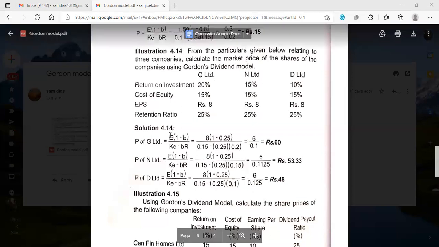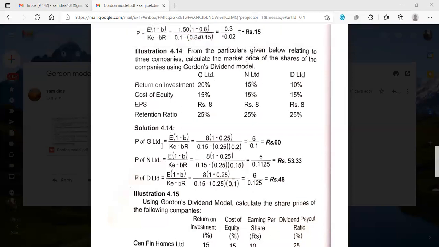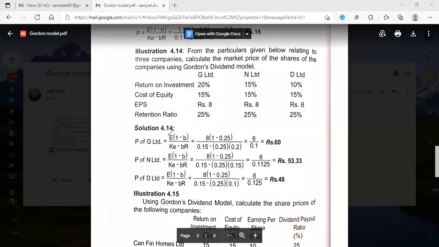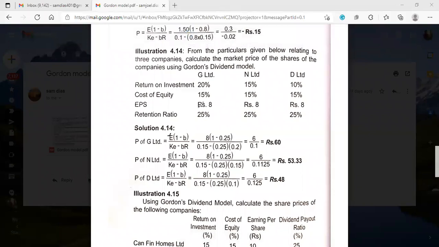I hope you know the formula. It is given here. Market price of G Limited is equal to E into 1 minus B divided by KE minus BR. Here BR is nothing but the growth rate. E stands for earnings per share. It is given in the problem here. Every particular has been given clearly. EPS is known, 8 rupees. Now 1 minus B means the dividend payout ratio.